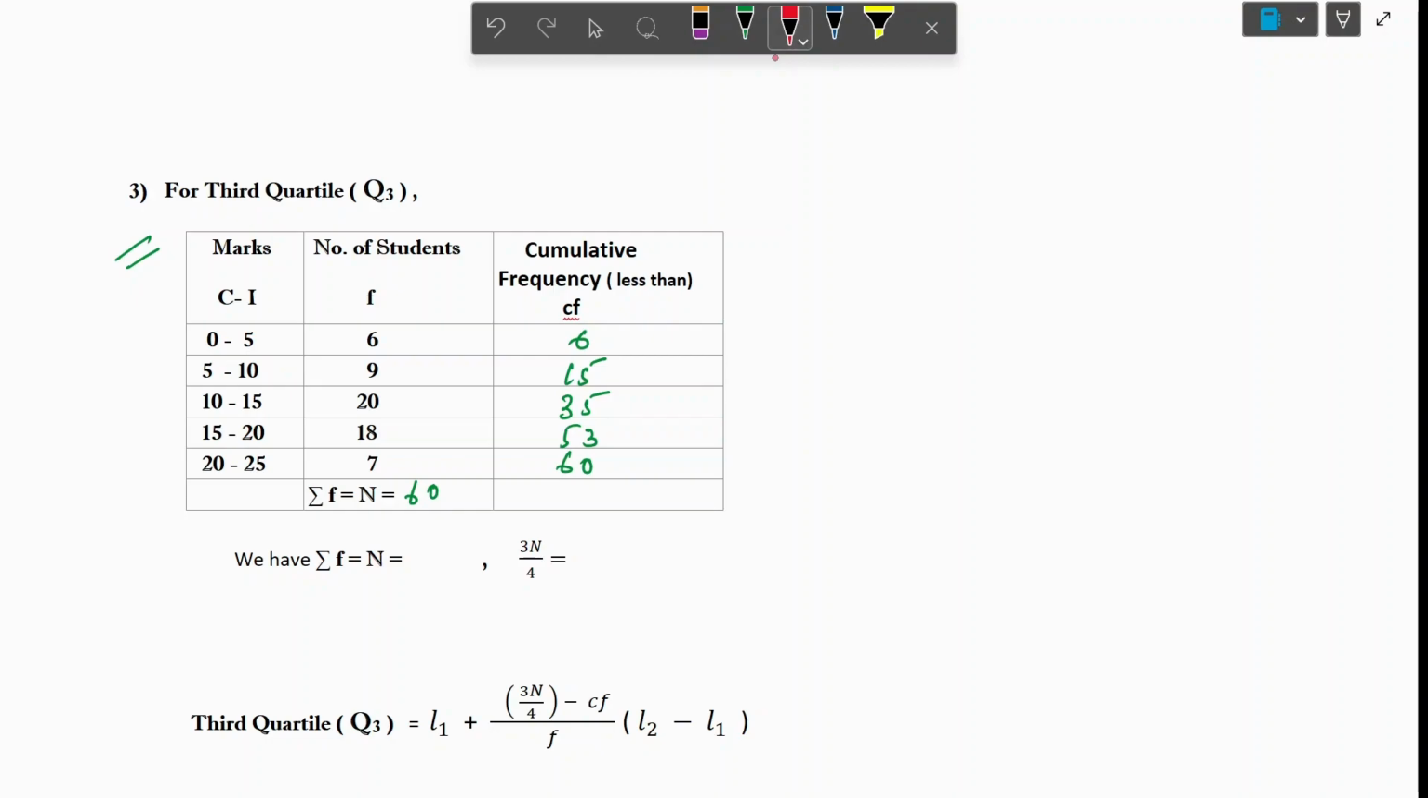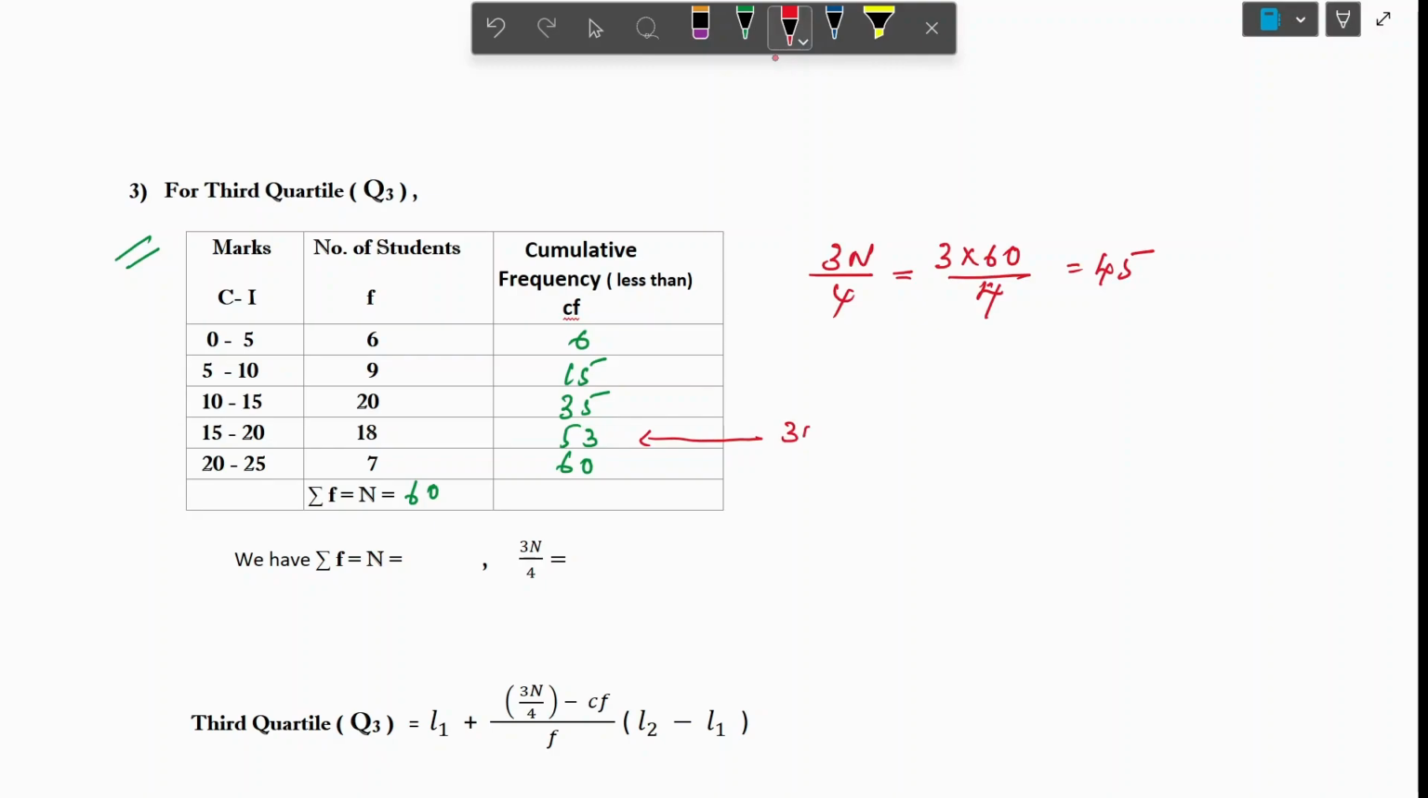Correct? For Q3 class, first find out what is 3n upon 4. For calculating 3n upon 4: 3 into what is n? 60 upon 4. That is equal to 45. Now check which class interval, corresponding class interval, this cumulative frequency lies. That is 45. 6, 15, 35. Here up to 35. Now here up to 53. Therefore, where it comes? In this location.